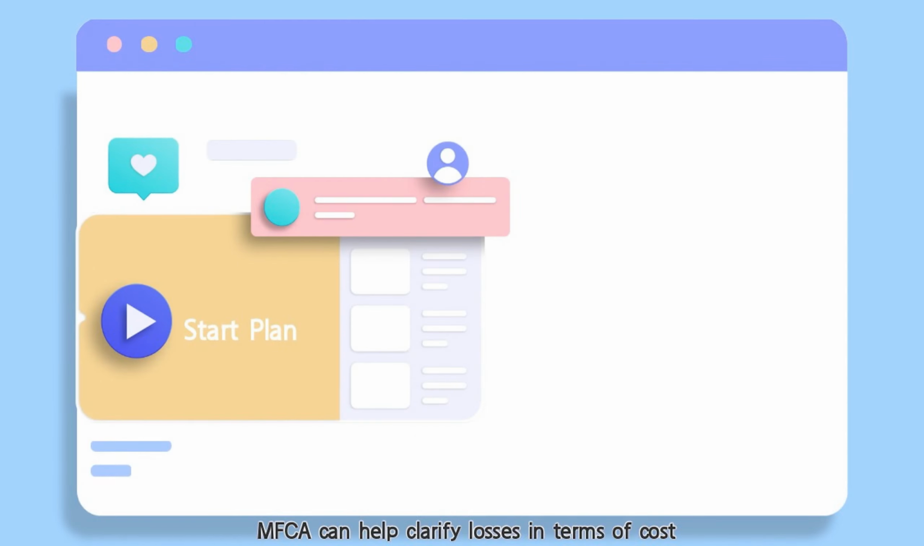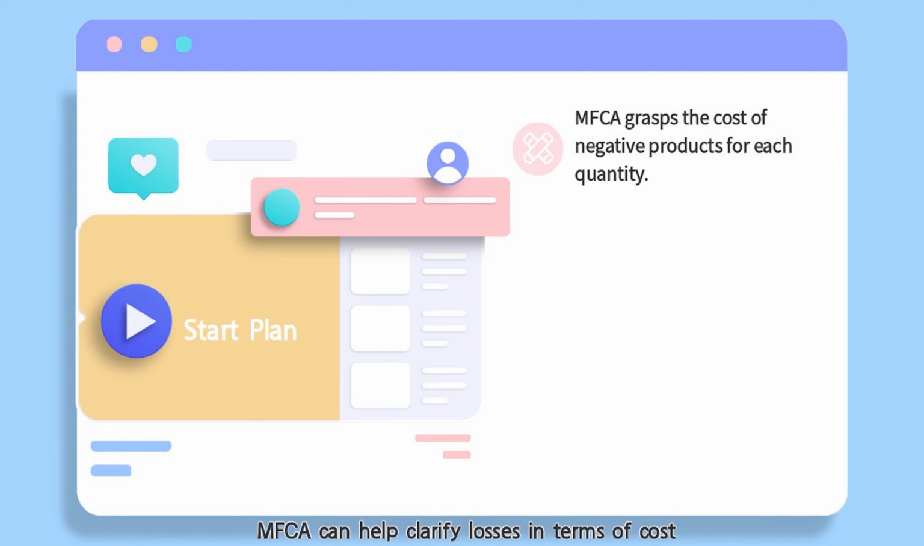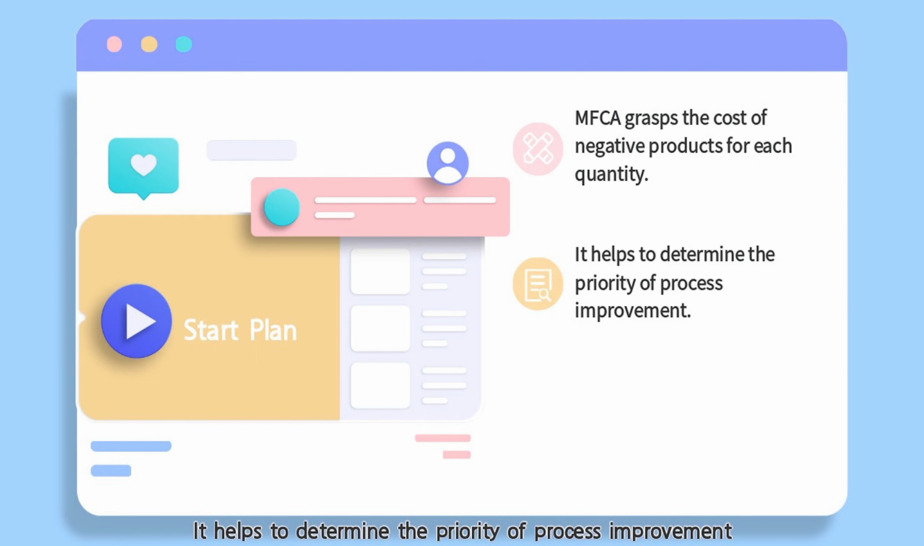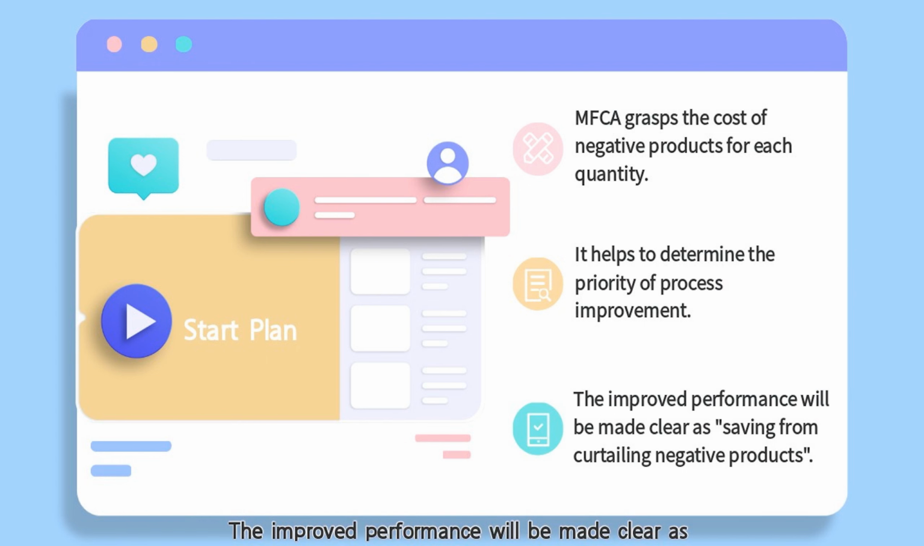MFCA can help clarify losses in terms of cost, and grasp the cost of negative products for each quantity center. It helps to determine the priority of process improvement, and enables managers to set clear targets for improvement. The improved performance will be made clear as savings from curtailing negative products.